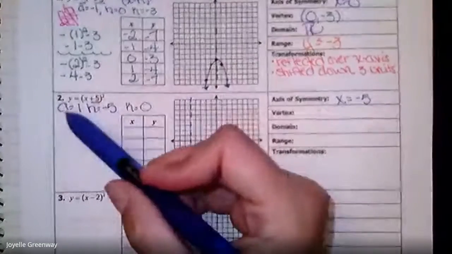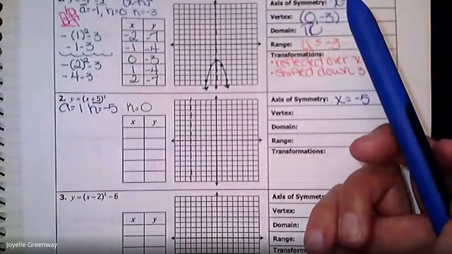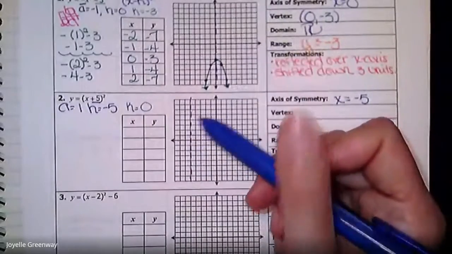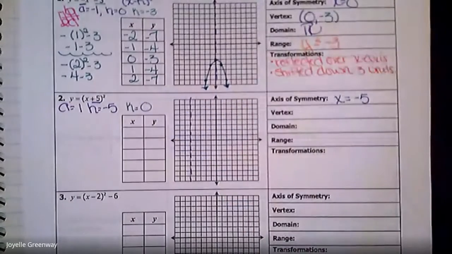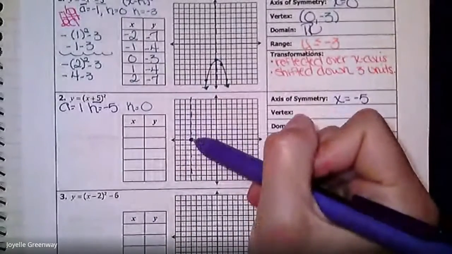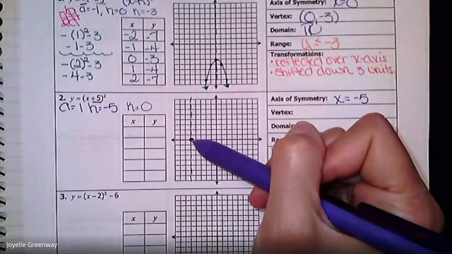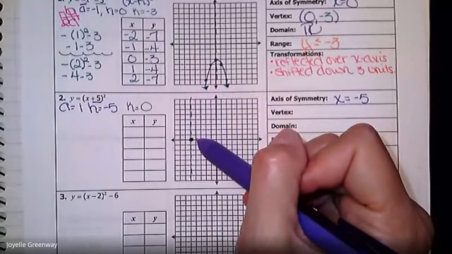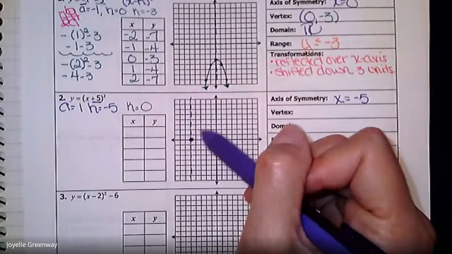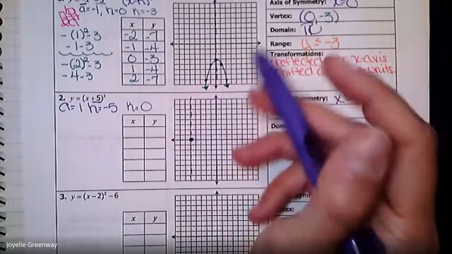a is positive, so my graph is going to open up. It's 1, so it's not stretched or compressed. It's like the parent function. So my vertex is at -5, 0. So this graph has one root because your vertex sits right on your x-axis. So even if you were to solve this, you're only going to get one root, and it's going to be -5. So solving it's not going to help you.